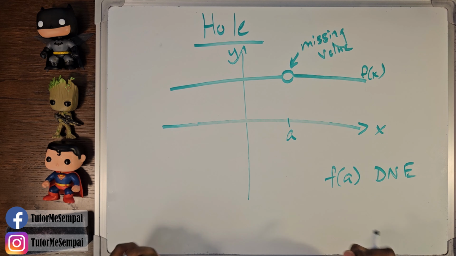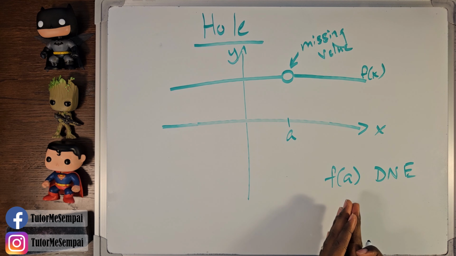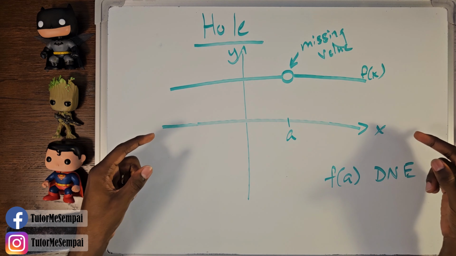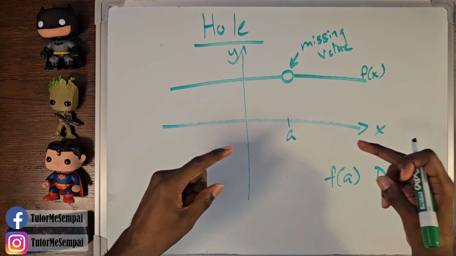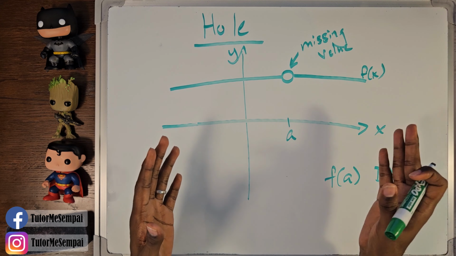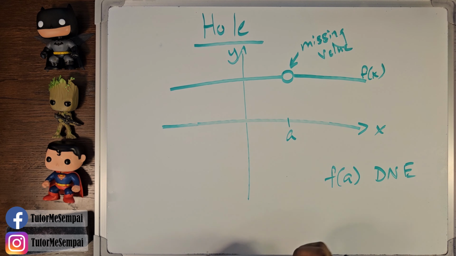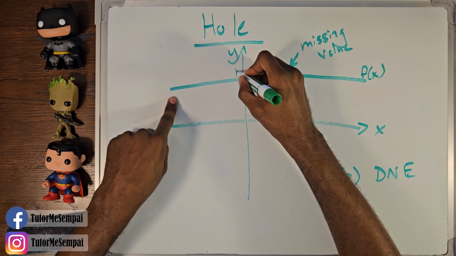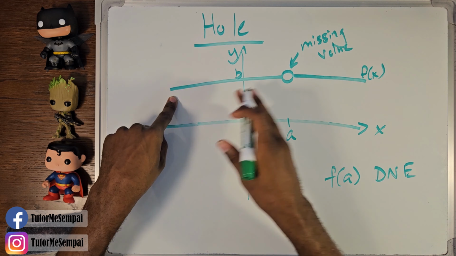However, that doesn't mean that we have no limit for this. Remember, we're not concerned about what the actual value is at a. We're mainly concerned about how the function reacts, how it behaves. What does the function approach as x gets closer and closer to a? And we have to approach from the left and approach from the right in order to have a limit. So let's see what we have here. If this was, let's say, the value b, right? This was the value b here.